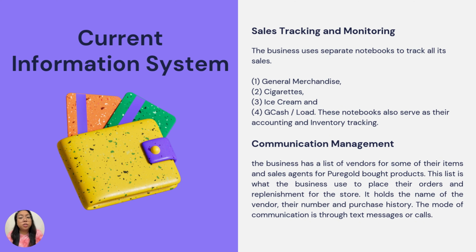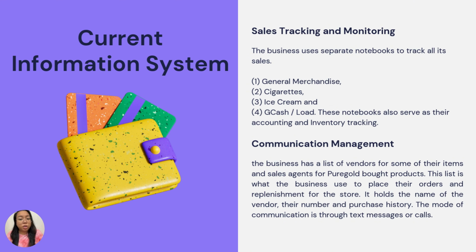The current information systems for this retail store are the following. We have sales tracking and monitoring, and communication management. Under sales tracking and monitoring, this is highly manual through the use of multiple notebooks to track all its sales and activities. So they have general merchandise, and they have a notebook for cigarettes, ice cream, and GCash and load transactions.